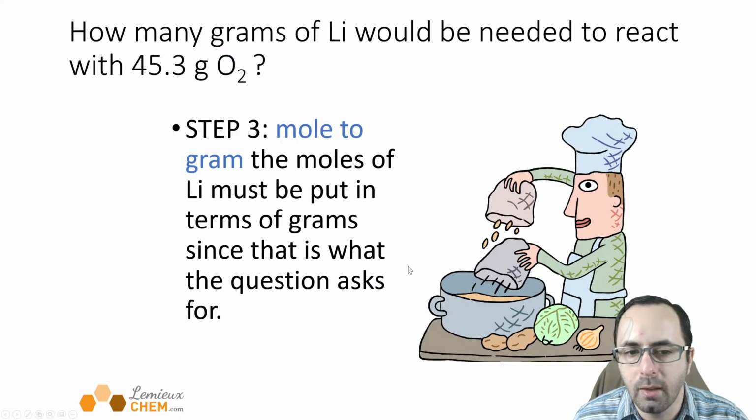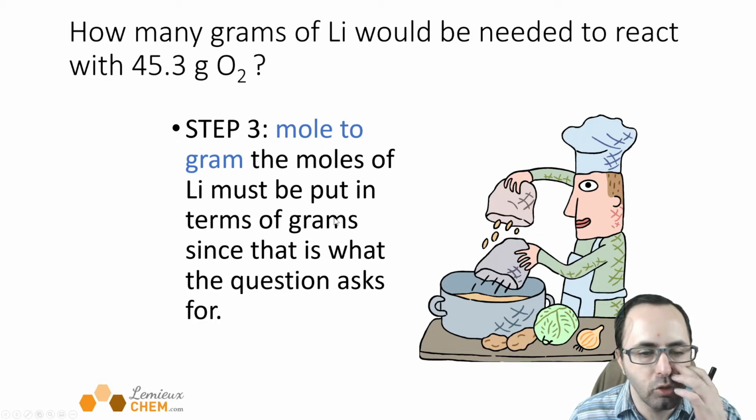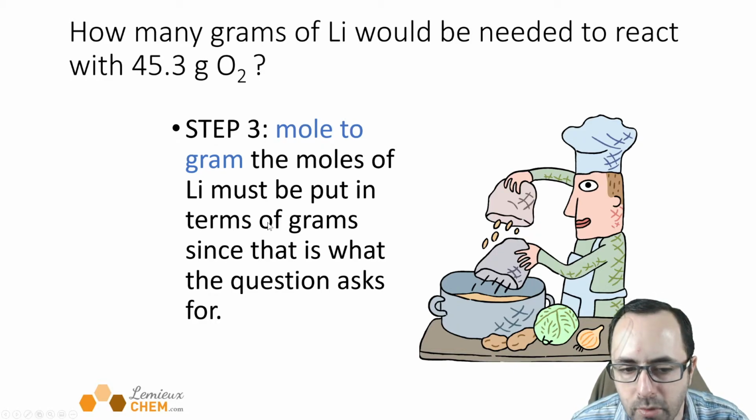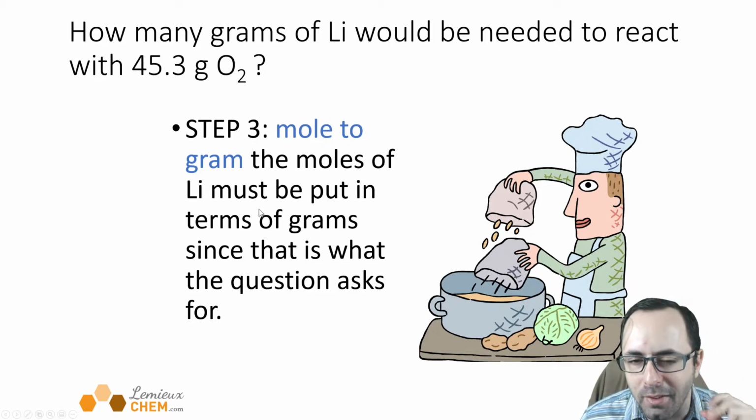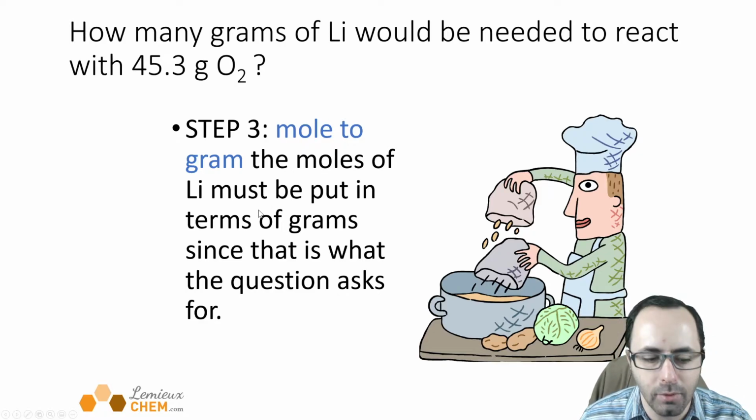So step 3 is to go from moles back to grams, because we were asked how many grams of lithium would be needed to react. So we have to change the moles to grams. How do we change between moles and grams? Hopefully that will be on the tip of your tongue every time. It's the molar mass. We need the molar mass of lithium.